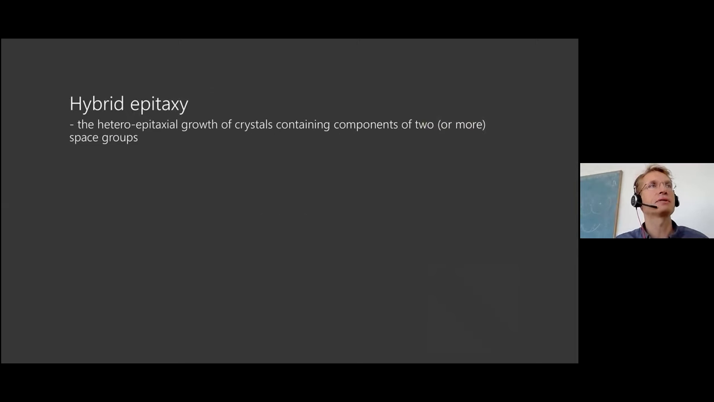For hybrid epitaxy, that's really when you grow crystals together of different types of space groups, or you can say different crystal symmetries. And this is, of course, not the same as saying they will be hybrid materials, as we typically say when we hybridize different types of electronic properties together, but it's often that two different types of crystals give different types of electronic properties, of course.